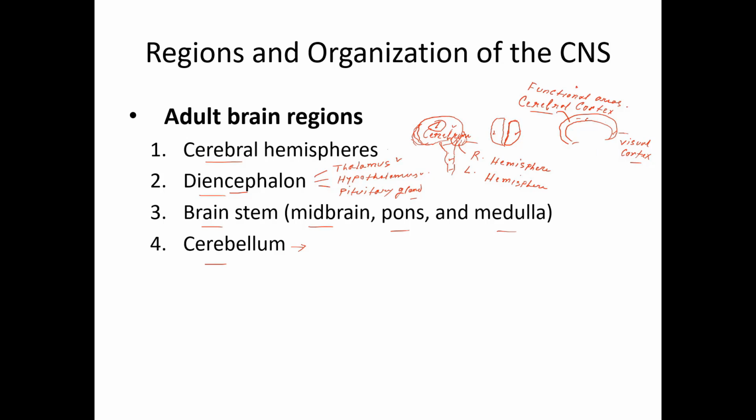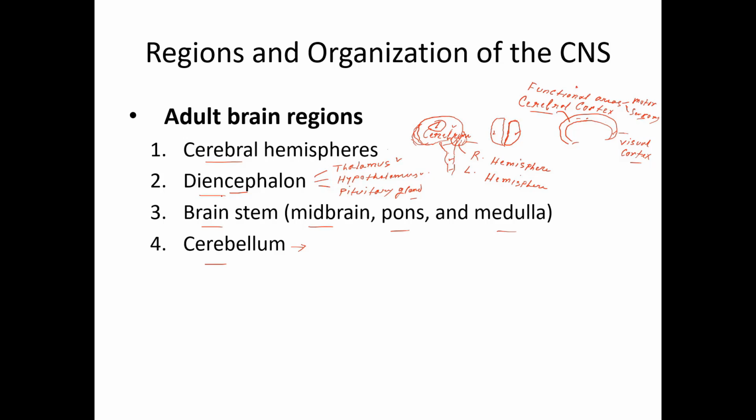You have auditory cortex. You have somatosensory cortex that gives you the sensation of pain, touch, temperature. You have motor cortices. So many functional areas. Some areas are motor areas, some areas are sensory areas. So visual area, sensory areas. Just know that the cerebral hemisphere contains many functional areas in the cortex.